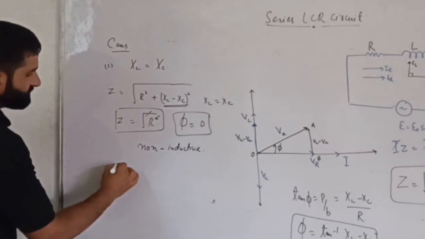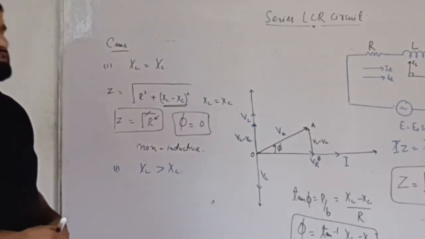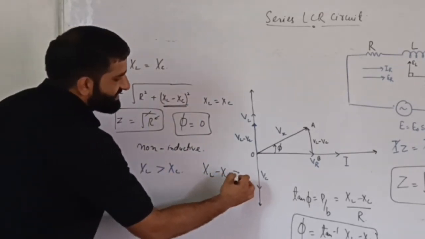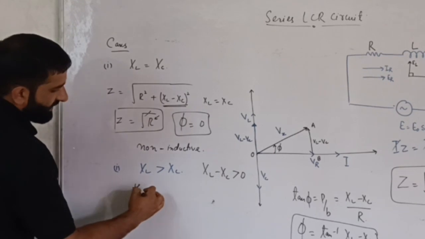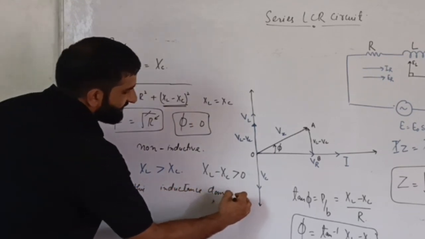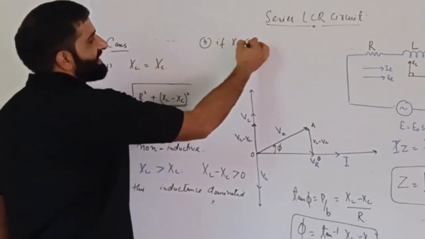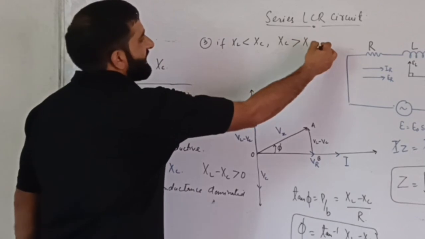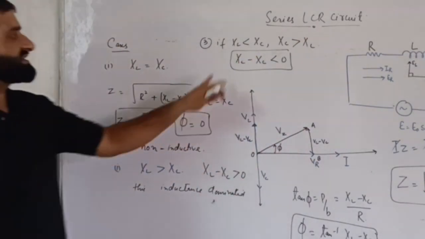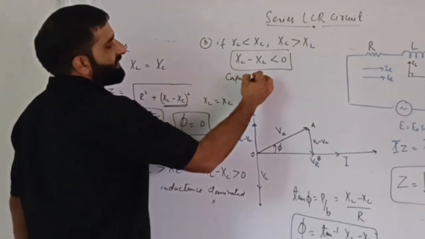Case number 2. If XL is greater than XC, that means the capacitive reactance is less than the inductive reactance. In that case, XL minus XC is greater than 0. This circuit is called an inductance dominated circuit. In case number 3, if XL is less than XC, or XC is greater than XL, in that case XL minus XC is less than 0. That means XL minus XC is negative. That circuit is called a capacitance dominated circuit.